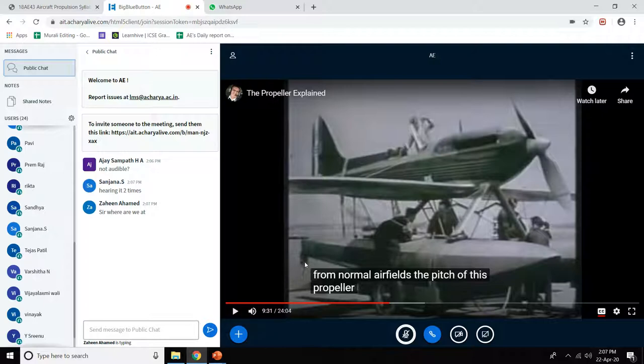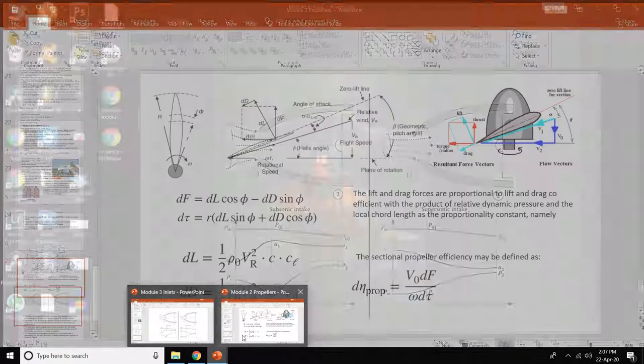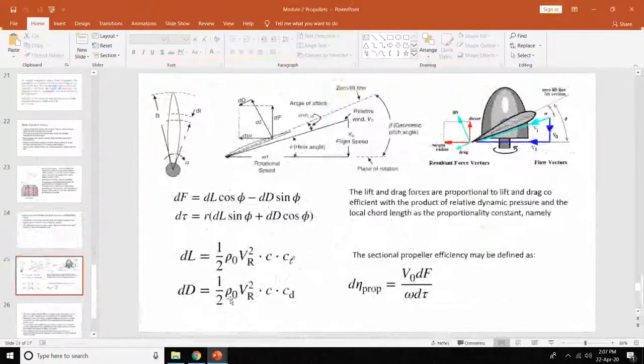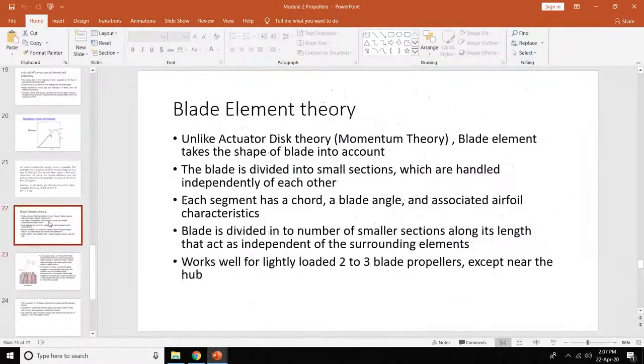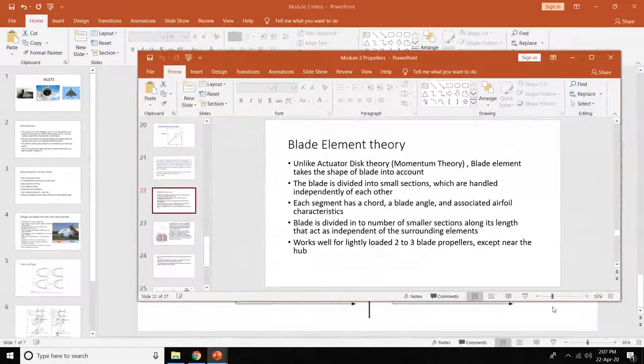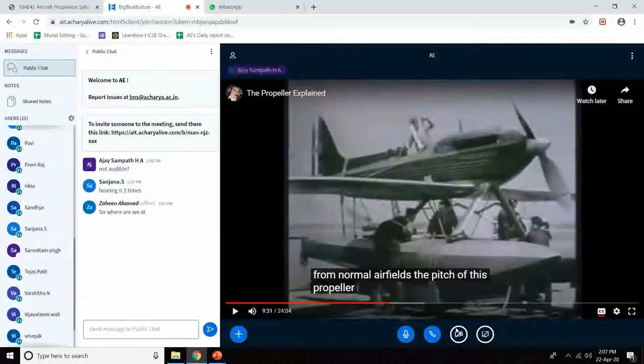So hopefully you are able to understand the different terminologies, which I'll show back. Right now we are in blade element theory. Zain. Okay. So the different 1 minute.